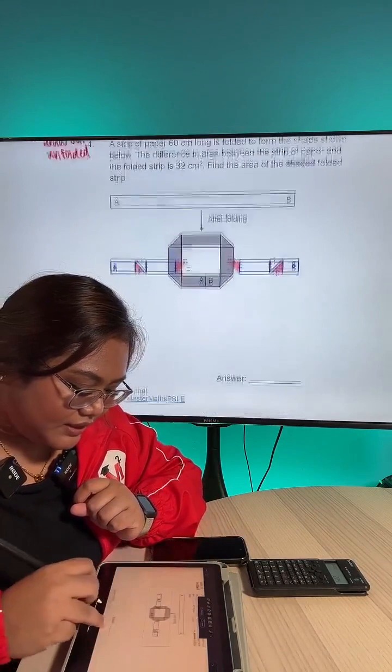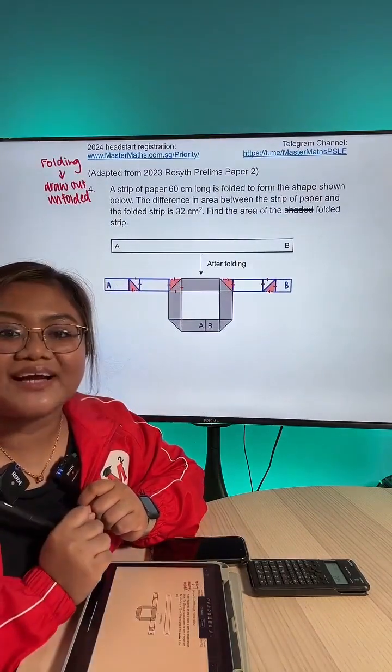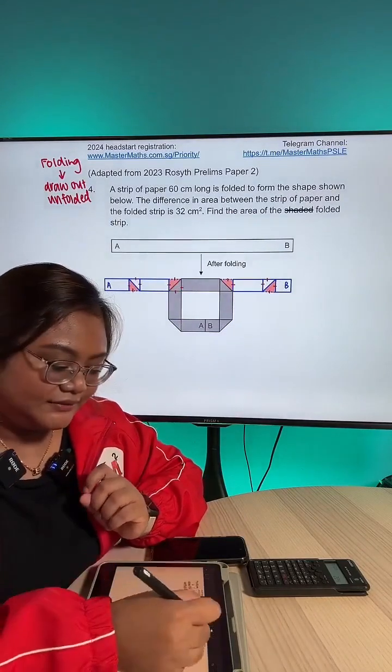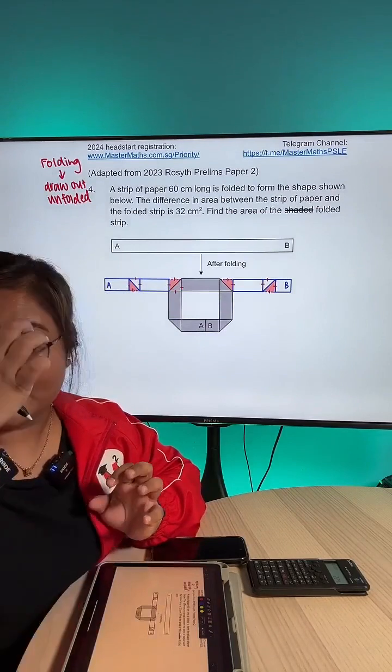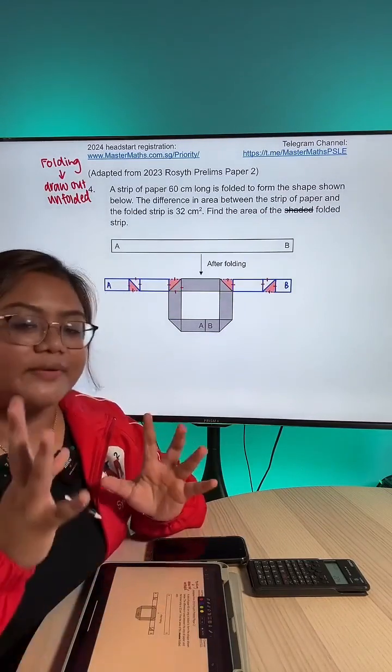Let me bring it up. So this is what it looks like unfolded. Everybody able to see? Able to visualize? If you're still drawing, you can continue drawing, okay? Continue drawing, then you look up and check if it's the same.